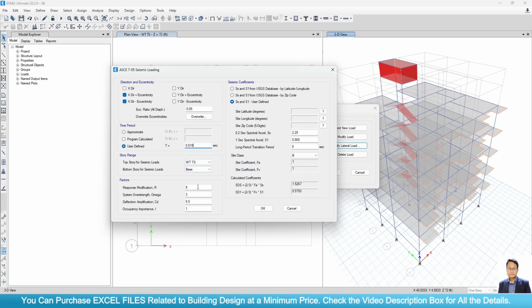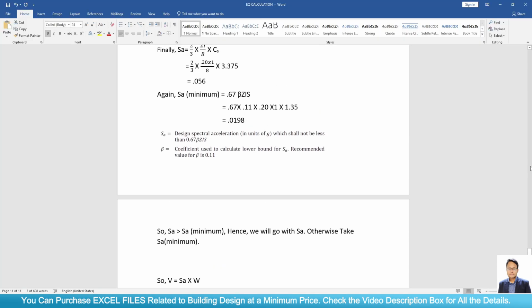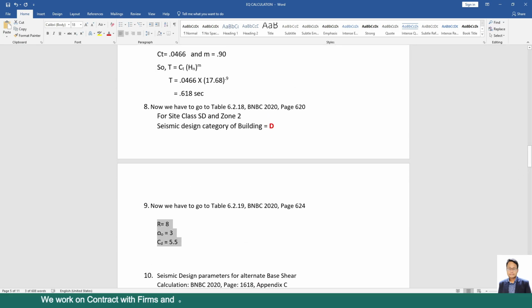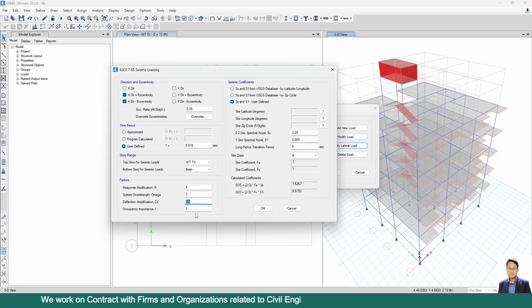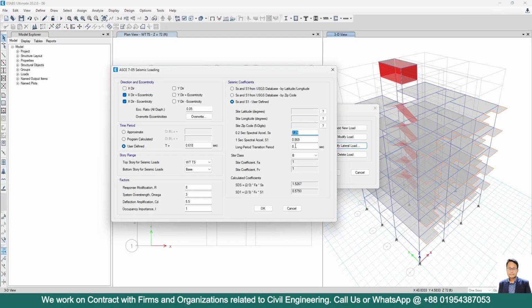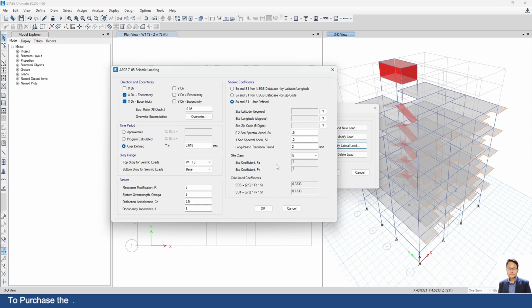In our case, response modification factor R equals 8, omega equals 3, CD equal to 5.5. Already we have calculated, so there is no necessity of changing these values. Occupancy factor 1, also SS value. We have to change these values here. The value for SS is 0.5 and 0.2. For S1, 0.5 and 0.2. Long period transition period 2 seconds.